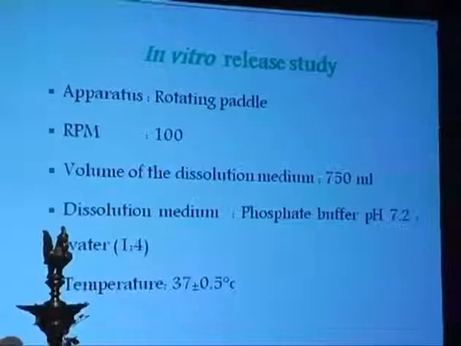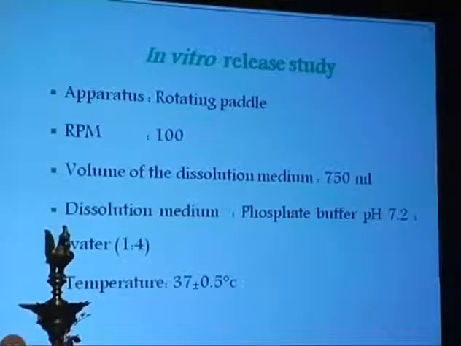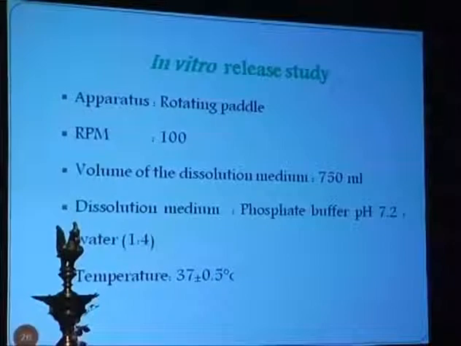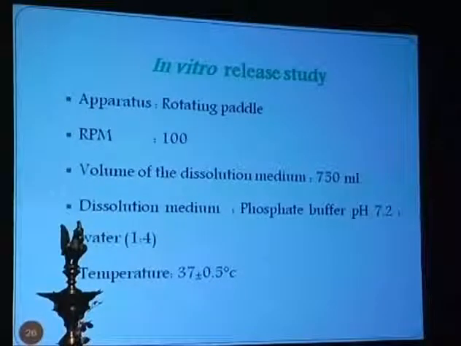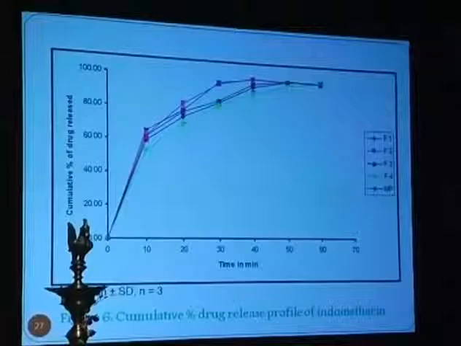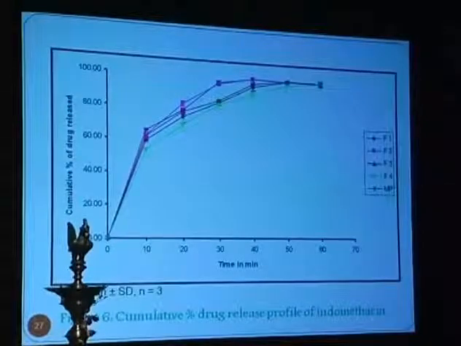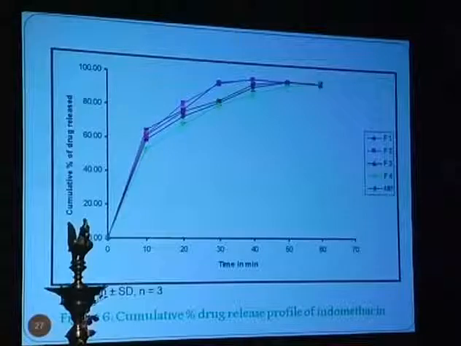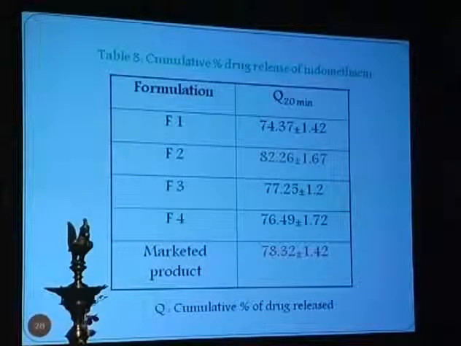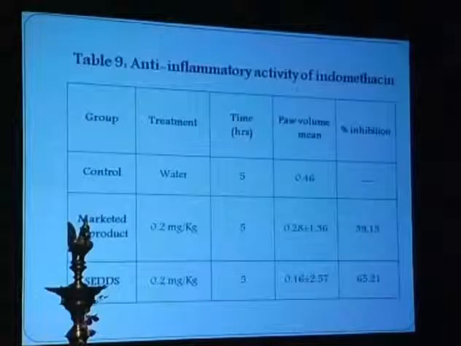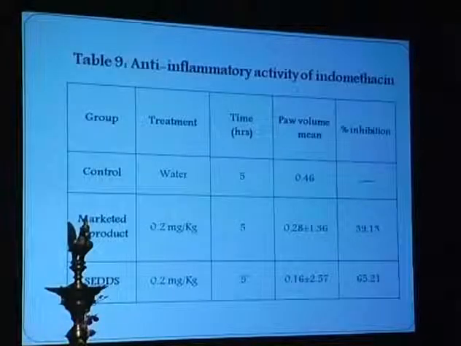Next is the in vitro release, which is done by rotating paddle apparatus at 100 RPM, taking phosphate buffer and water as the dissolution medium. So this is a graph showing the in vitro release. If you see, within 20 minutes, the self-emulsifying formulations are showing better release compared to the marketed product. And at 20 minutes, the immediate release F2 formulation is showing more than 80%, which was found to be 82.26. So this is further optimized for the further study of anti-inflammatory activity.